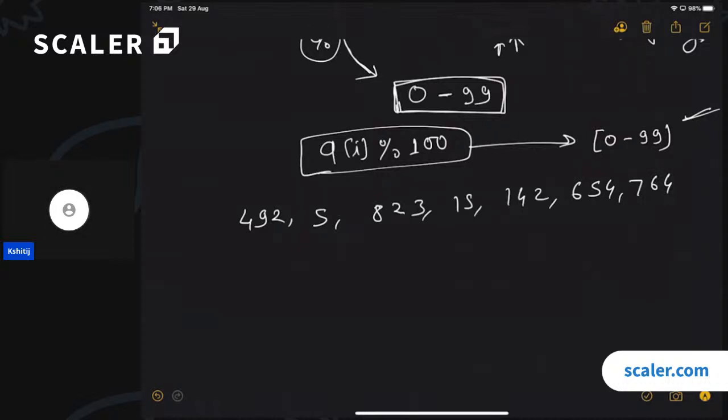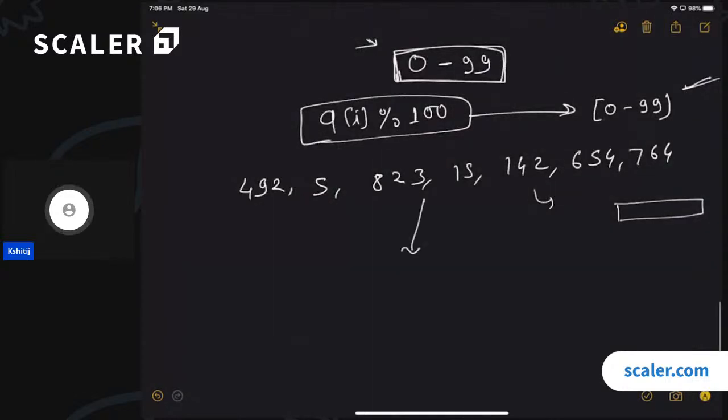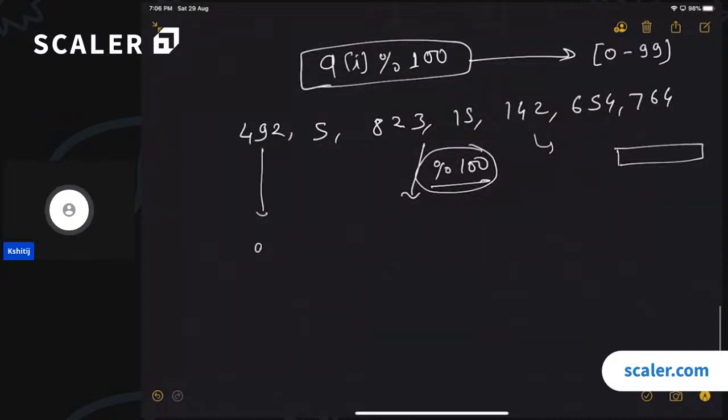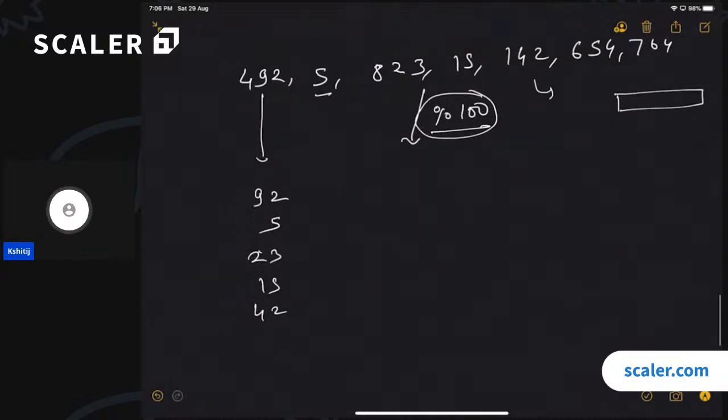Okay. And now if I can only afford an array of size 100, right? How can I map these numbers? I will first take the modulo of these numbers with 100, and then whatever number I get by doing this operation, I will store these numbers in that index. So I get the index by taking modulo of these numbers by 100. So the first number will be stored against index 92. This will be stored against index 5. This will be against 23, 15, 42, 54, and 64, right?